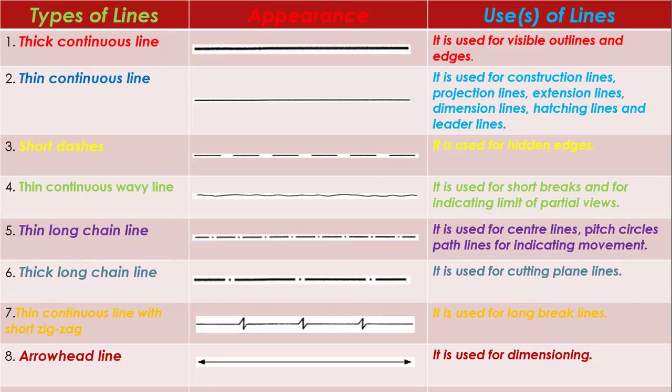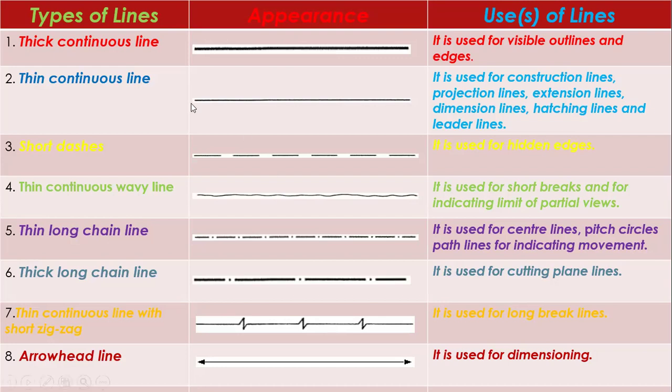Now, we have 3 columns in this diagram that you see here. The one on the left side talks about the types of lines, and the middle one talks about the appearance of each of the lines. Then the one on the right side talks about the use or uses of the lines. So let's start and talk about each of the lines one by one.